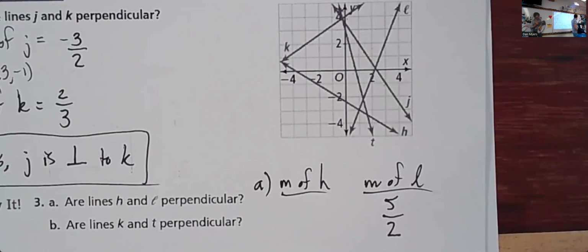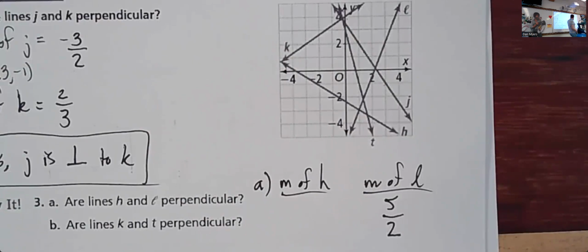Either way, if this is 5/2, this one should be -2/5. So if this is positive 5/2 for L, H would need to be -2/5. So if we go from this point here, we should be able to go down 2 and over 5 to get to the next point, which clearly isn't happening. Or we should be able to go up 2 and back 5 and get to the other point. So it would have to be here. If the slopes are perpendicular, you'd have a point here and here, which isn't true.